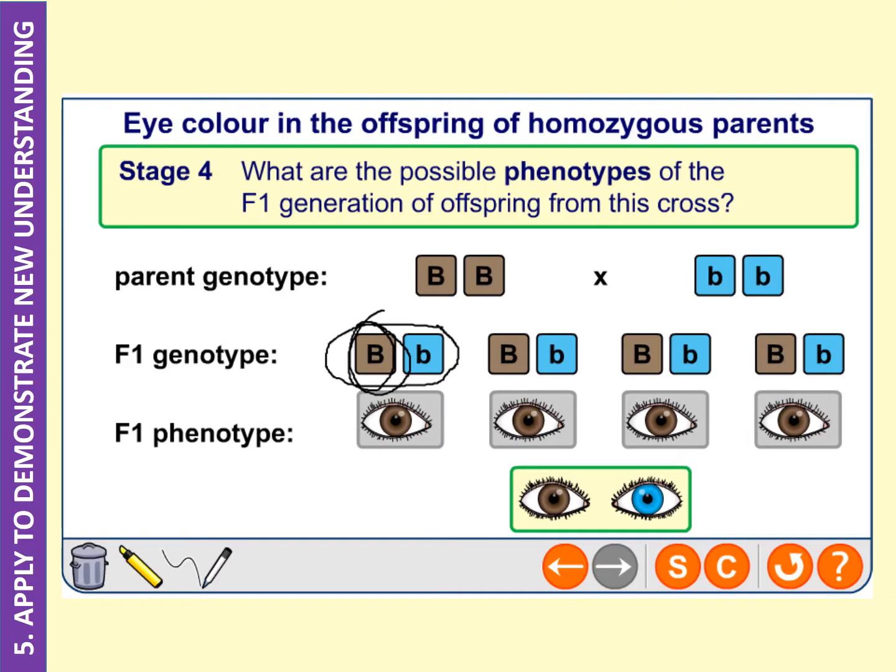Okay, so we've got an example here. Dad is on the left-hand side here. He's got brown eyes. He's homozygous for that brown eye. Okay, that means he's got two copies of the brown allele. Mum on the right is homozygous blue-eyed. She's got two copies of the blue eye allele. Okay, so here's Dad with his pair of brown alleles, and here's Mum with her pair of blue alleles.